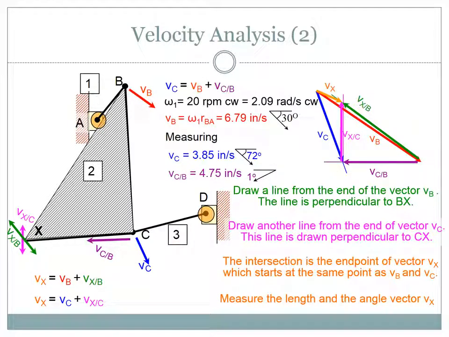So measure the length and the angle of vector Vx. Vx equals 1.1 inch per second at 8 degrees to horizontal. So this is 8 degrees. Okay, done. Now this is to find the velocity at a point of interest x. Okay, move on.